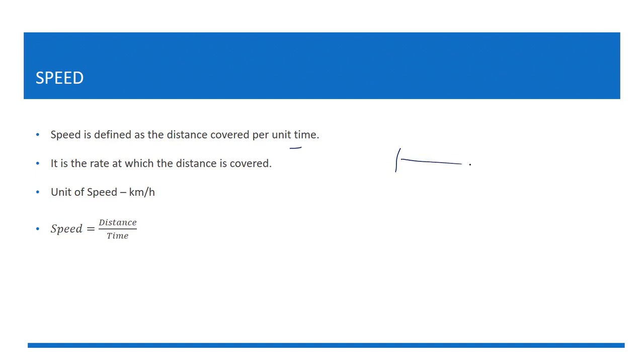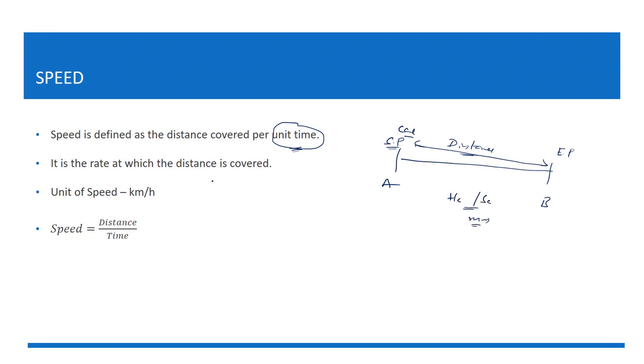Let us check it out. This is A and this is B. Let us consider anything, let me take a car. If the car is moving from the starting point to the ending point, this is called the distance. But per unit time, that is the very important part. So how many meters or how many kilometers it is going to travel in a specified time. The time may be in terms of hours, seconds, or minutes also.